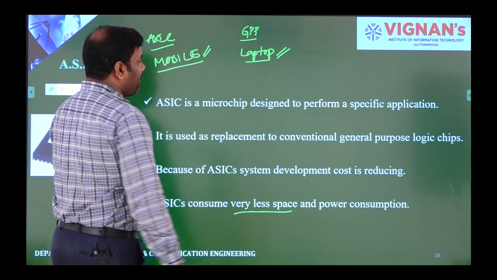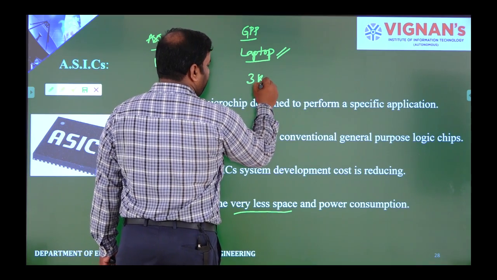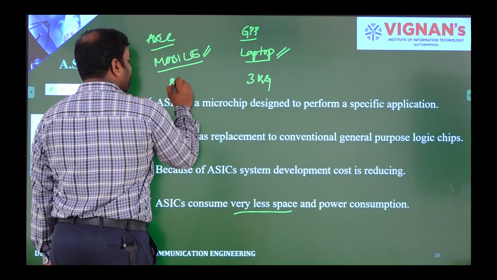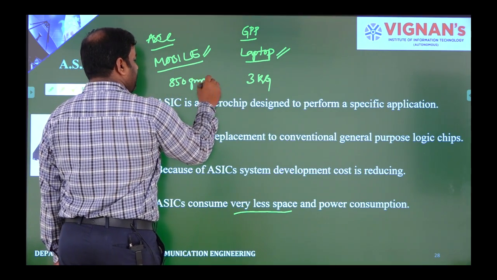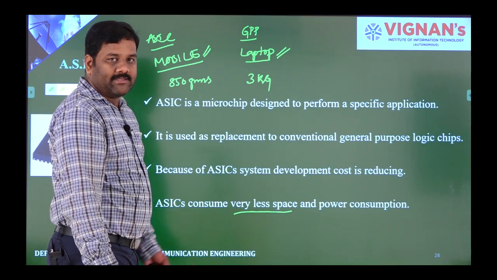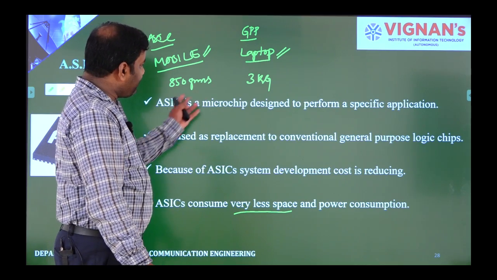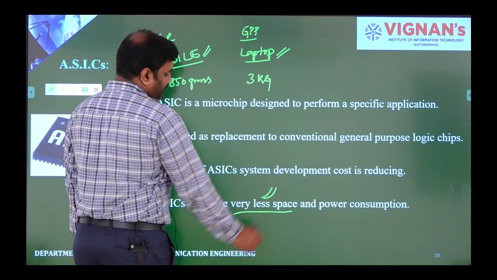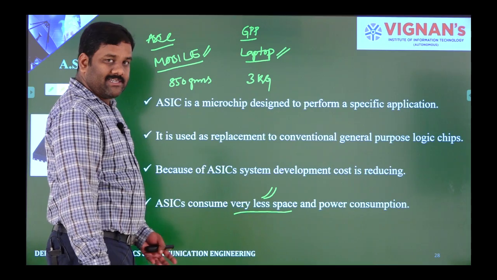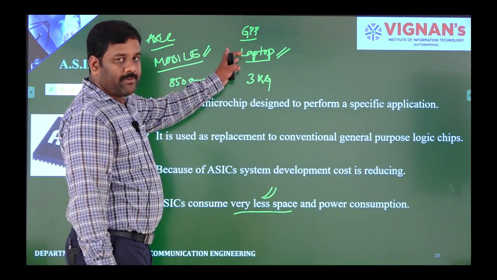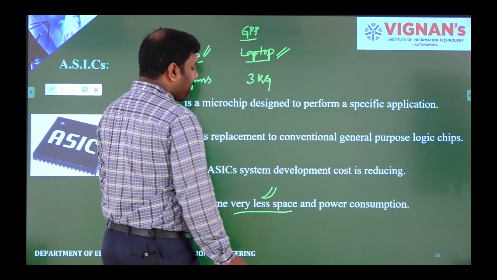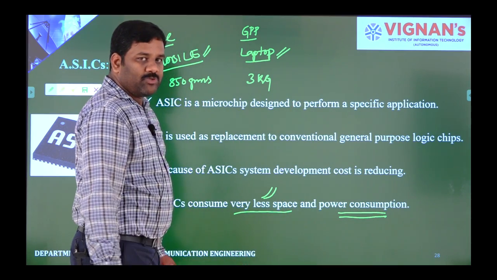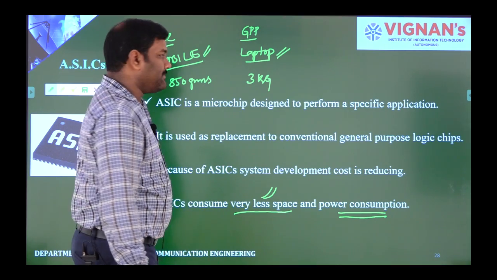Yes or no? But the laptop weight is a minimum of 3 kgs and this weight is a minimum of 850 grams. Minimum mobile weight is. So what is the weight difference? That is the reason very less space it will occupy, still it can perform all the operations which can be performed by using a laptop. And the power consumption is nothing but how much power we are using.